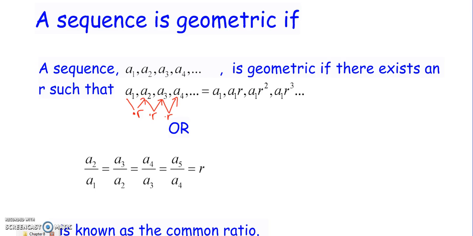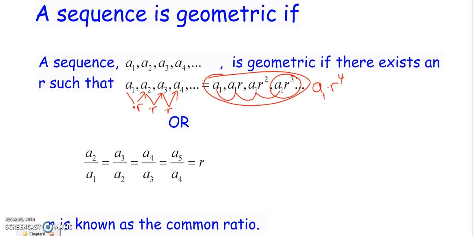Mathematically, you could write it this way: if you take the first term and multiply it by R and times R and times R, you're going to get A1 times R to the third. That's the fourth term. To get the fifth term, it would be the first term times R to the fourth. That would be the fifth term, and so on.